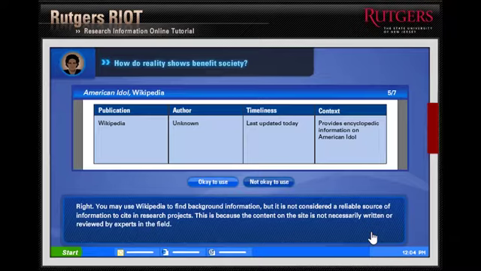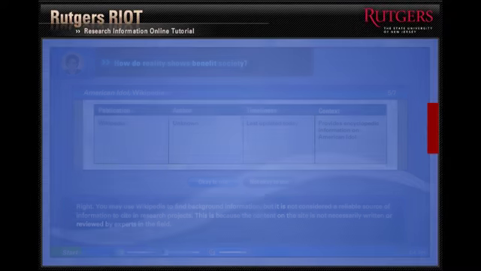Now let's take a look at 2 of Ellie's sources. Remember, her topic is, what are the voting tendencies of African Americans?